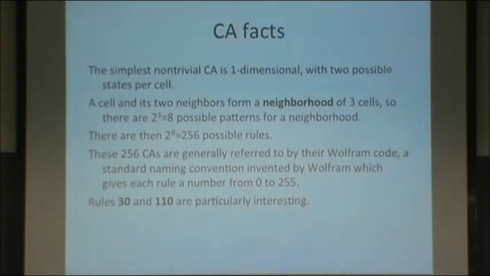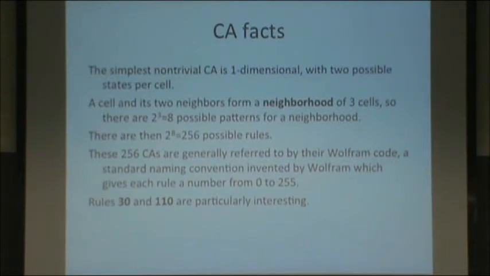So a few facts before that about cellular automata. The one that I just showed you is the simplest non-trivial cellular automaton, again one-dimensional, 2 possible states per cell. And so let's do some counting. Because we take a cell and 2 neighbors, so we have 3 cells in a neighborhood, there are 2 to the third, 8, possible patterns for a neighborhood, and there are 2 to the 8, or 256, possible rules. Right? So that's a pretty small number.